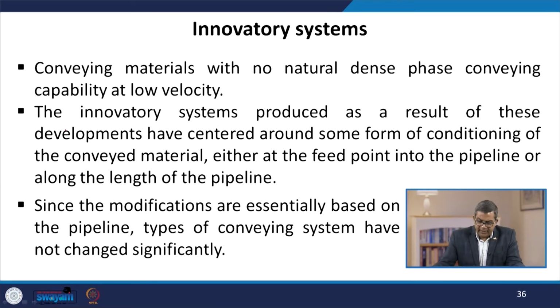Now, let us talk about the innovatory systems. Conveying materials with no natural dense phase conveying capabilities at a low velocity. The innovatory systems produced as a result of these developments have centered around some form of conditioning of the conveyed material, either at the feed point into the pipeline or along the length of the pipeline. Since the modifications are essentially based on the pipeline, types of conveying systems have not changed significantly.